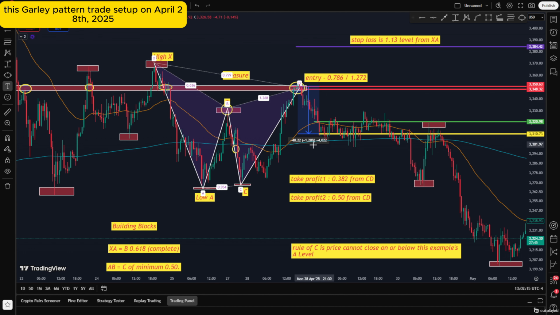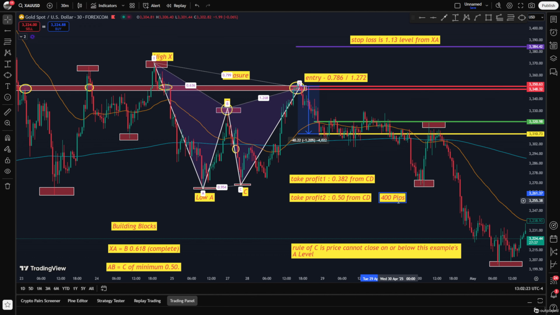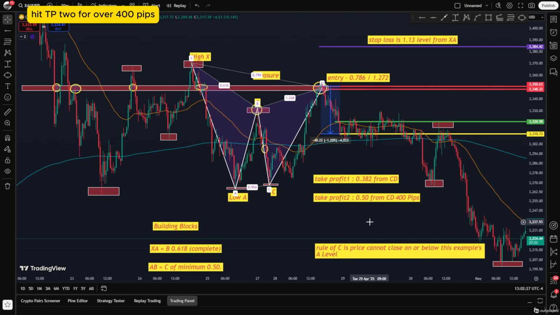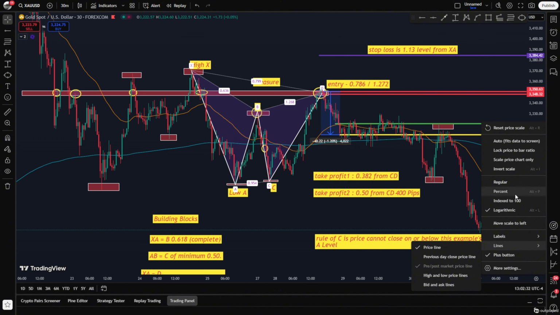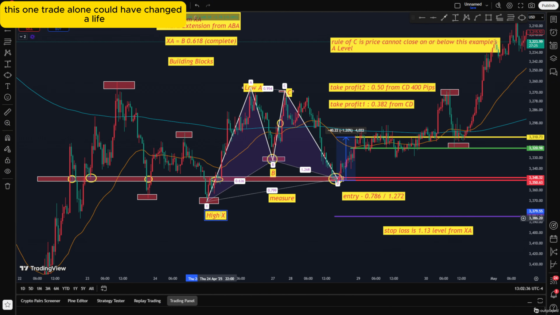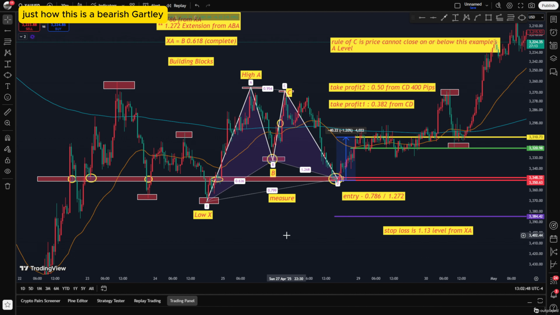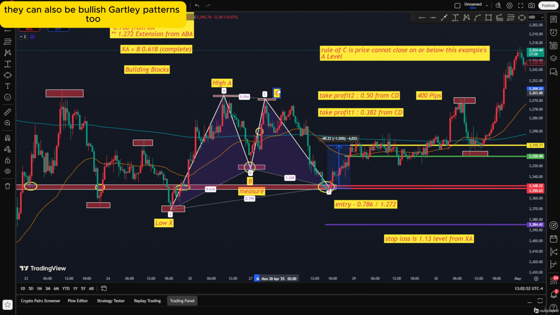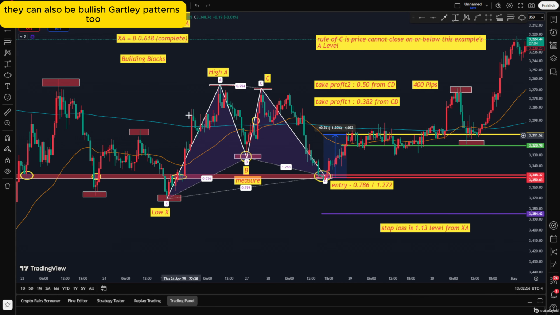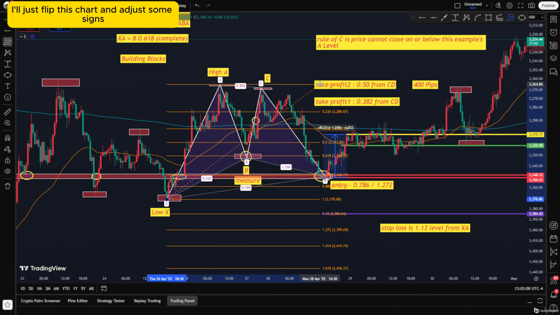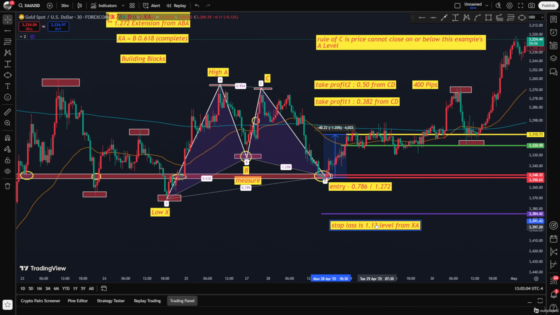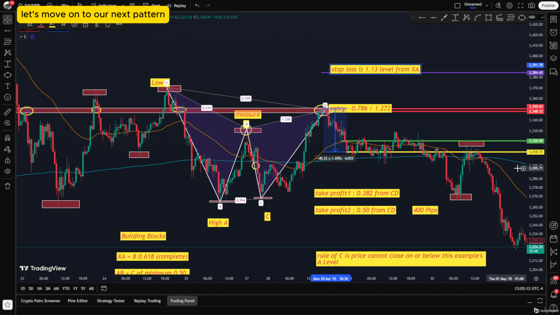This Gartley pattern trade setup on April 28th, 2025 hit TP2 for over 400 pips. This one trade alone could have changed a life. These are powerful patterns. Just how this is a bearish Gartley, they can also be bullish Gartley patterns too. I'll just flip this chart and adjust some signs. This is the first of many. Let's move on to our next pattern.